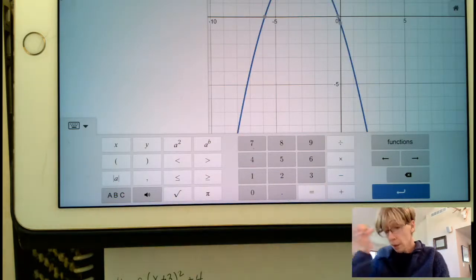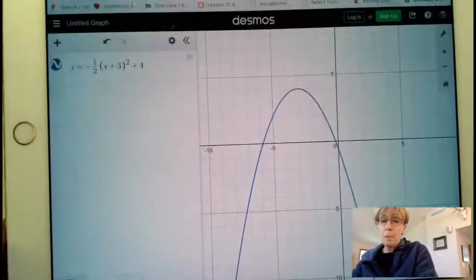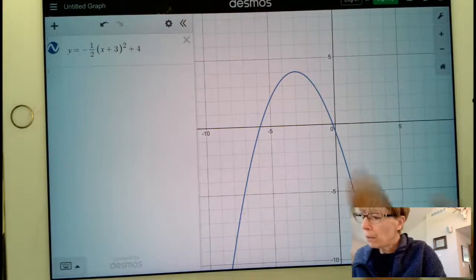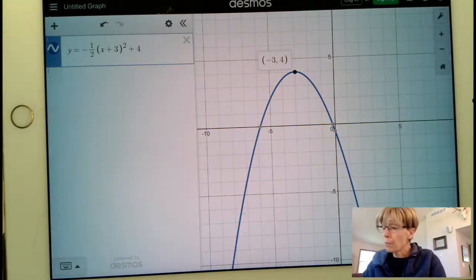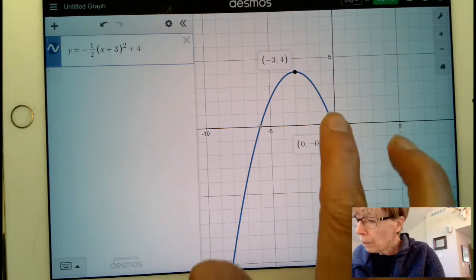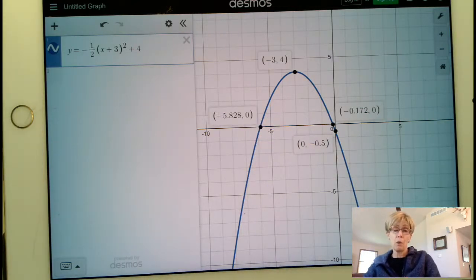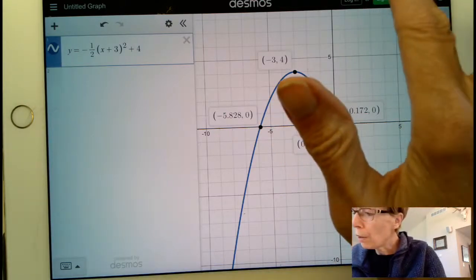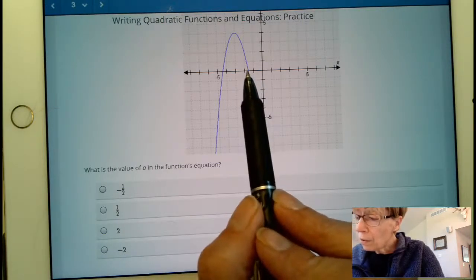So if we take a look at that, here I'll scroll that down a little bit so we can see it a little bit better. I typed in the -1/2, and here's our vertex of -3, 4. Let's look at our intercepts over here, maybe the y-intercept and our x-intercepts, and then let's go back and compare that to Desmos. So almost -6, and then -0.172 x-intercept. Well, this is a little bit more than 1. I don't think it's that one.